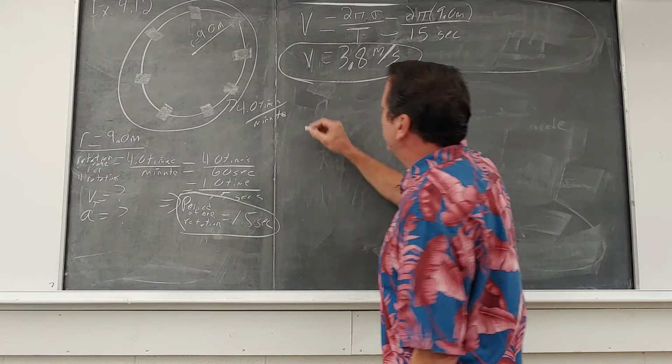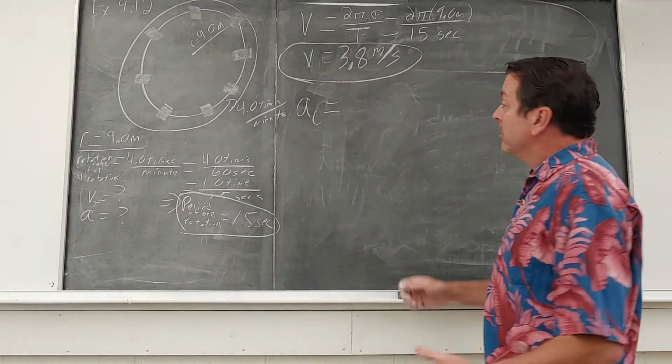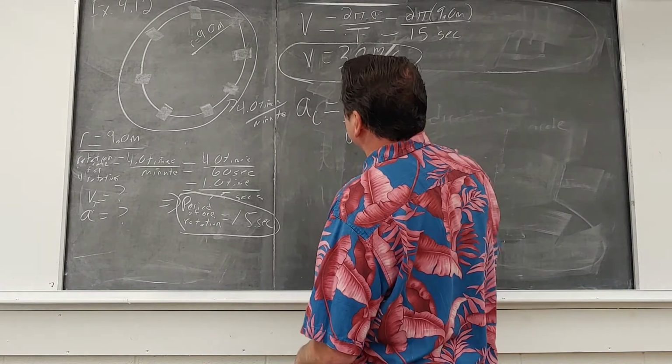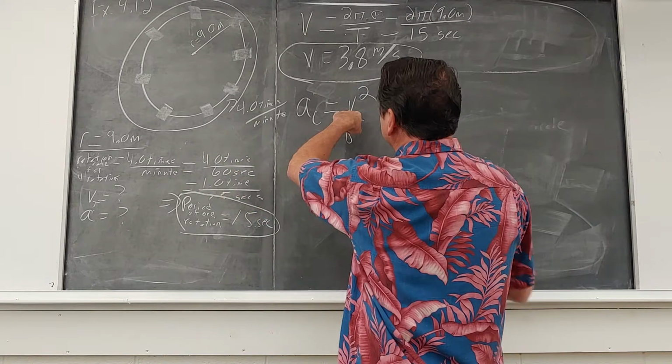Let's look at the acceleration now, the centripetal acceleration. We know that's v squared over r, and we know r, we know v.